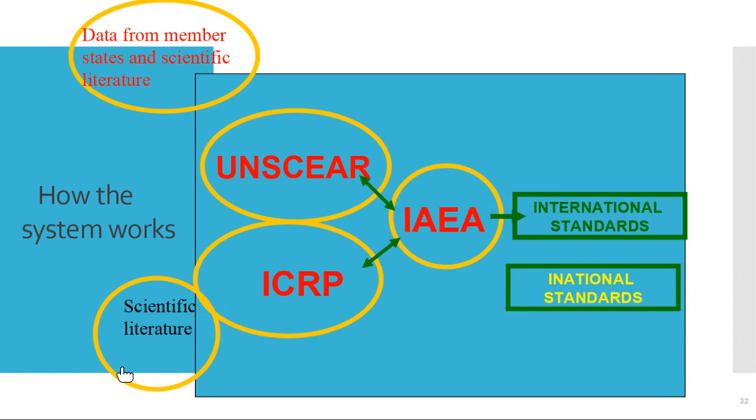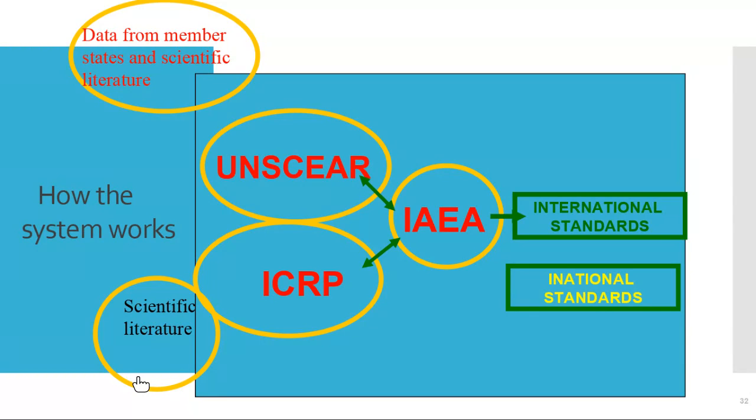ICRP collects its data from scientific publications. I mean, you publish a paper. This paper is always screened by specific groups from ICRP, and then they collect this data and make a recommendation. UNSCEAR and ICRP make a recommendation for the International Atomic Energy Agency. The International Atomic Energy Agency makes international guidelines.